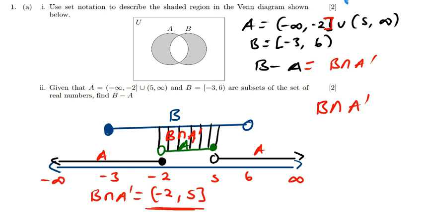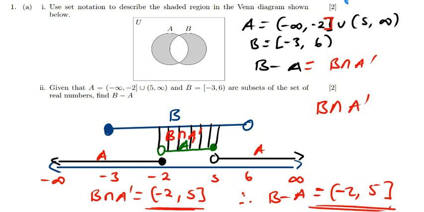Now, when representing your answer, the question is asking us to find B minus A and not B intersection A complement. So you say, therefore, B minus A is equal to negative 2 comma 5, 5 included. Then we are done. So that is it for question 1, 2.